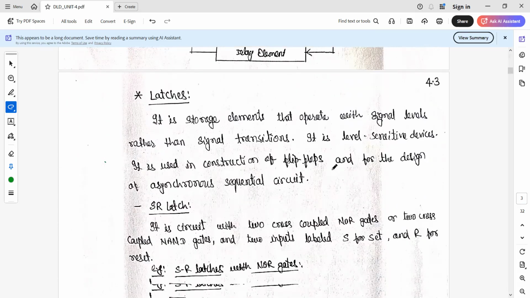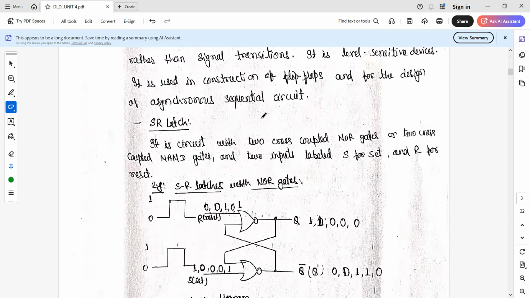Next is the latch. The latch is named for itself: L is for latch, and L also stands for level. The latch is a level-triggered device, and it stores 1 bit of information. This is what we discuss in the case of asynchronous sequential circuits.